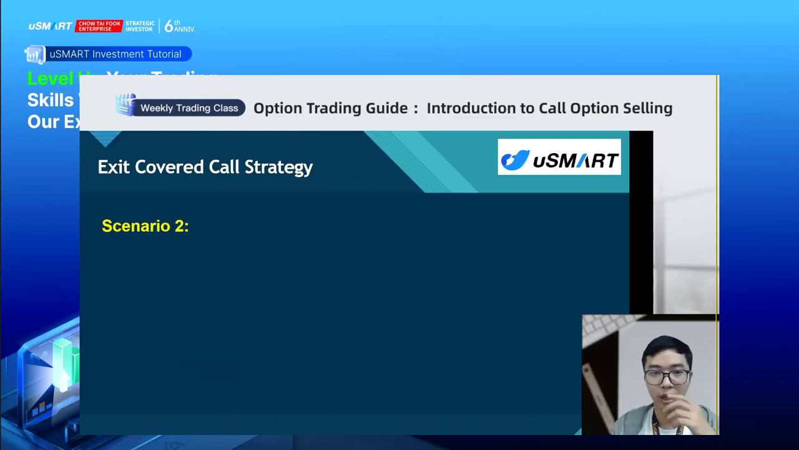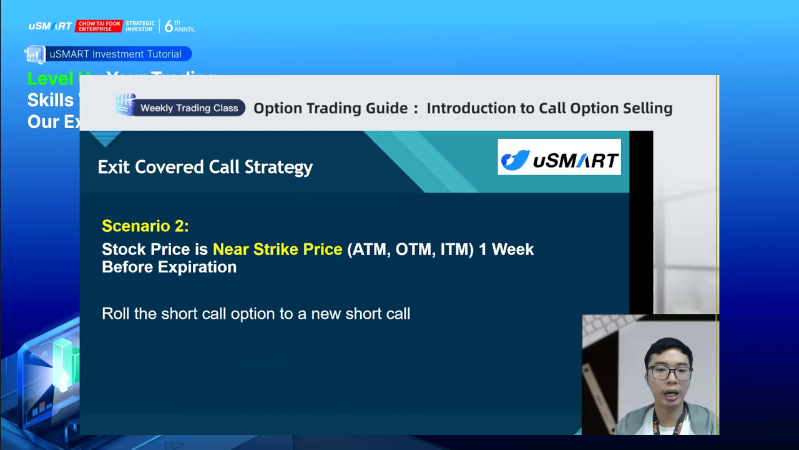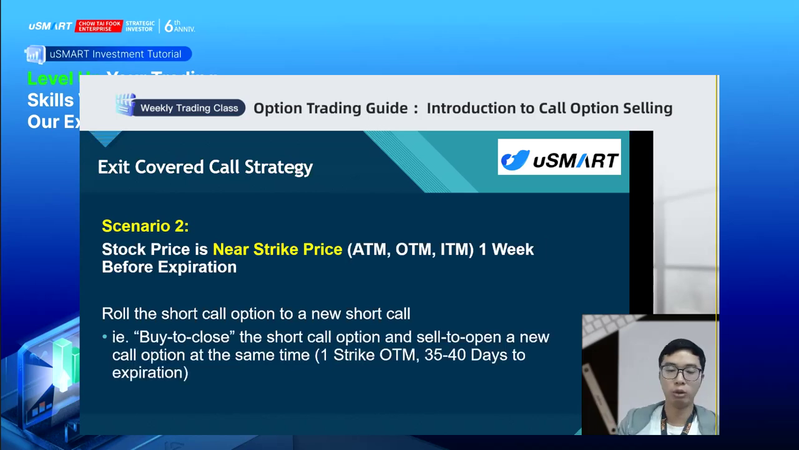So for scenario two, just now the scenario was that it didn't hit the strike price. For this scenario two, it's near the strike price. Near the strike price, it can be at the money, out of the money, or in the money, or around there. So one week before expiration, what can we do? We can roll the call option to a new short call. What does it mean to roll? We close our existing short call, then we open another new call option.